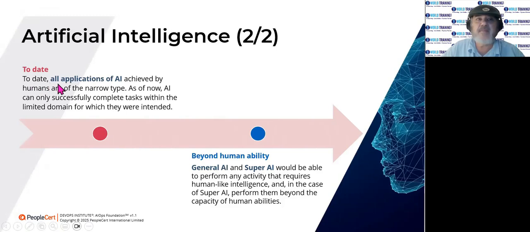To date, all applications of AI achieved by humans are pretty much of the narrow type. As of now, AI can only successfully complete tasks within the limited domain for which they were intended and trained. But at some point, super AI and even more generalized AI would be able to perform activities that require human-like intelligence, and in the case of super AI, perform them beyond the capacity of human abilities. And one can argue that even generative AI accomplishes this to some extent in terms of speed and breadth of analysis of data.